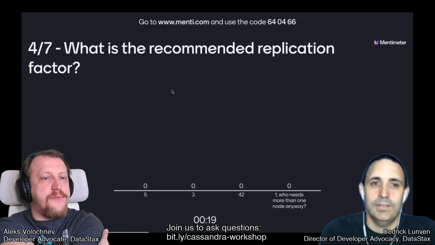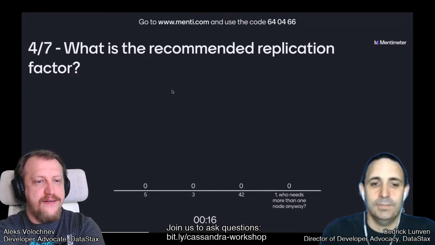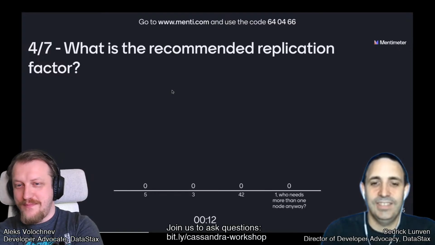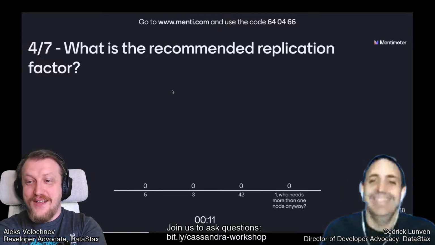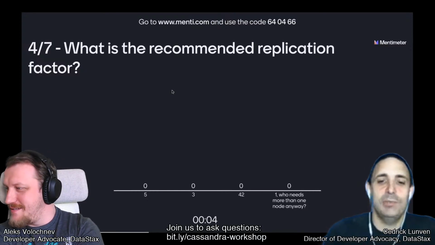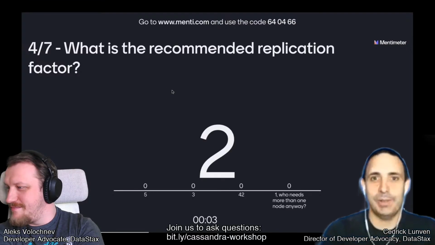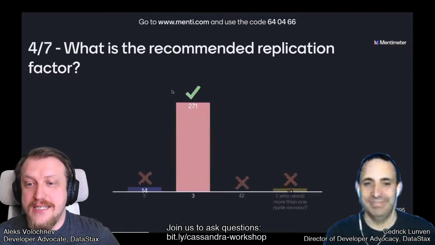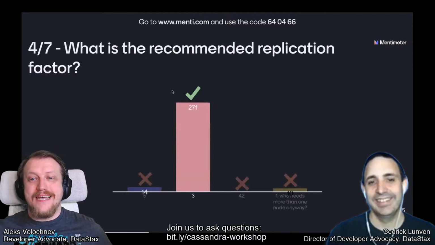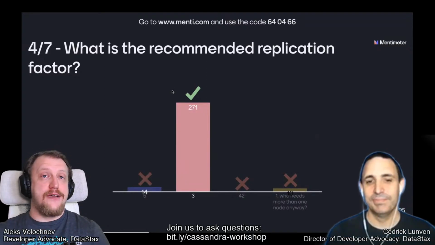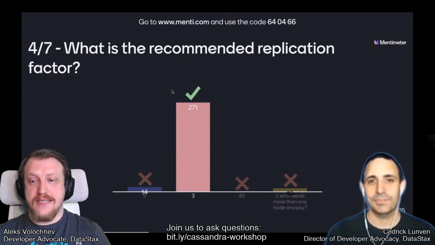What is the recommended replication factor? 5, 3, 4, 1, 42. 42, yeah. Even if I agree that it should always be a good answer, it's not this time, sorry. Time is up. Okay. The correct answer is 3. In some cases, you may need 5, but the default recommended replication factor for most of the use cases is 3.